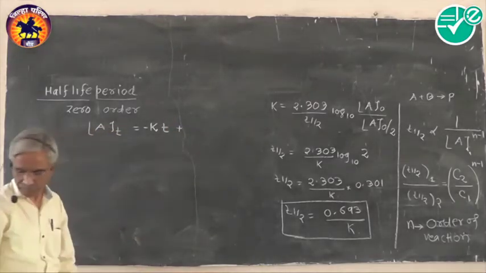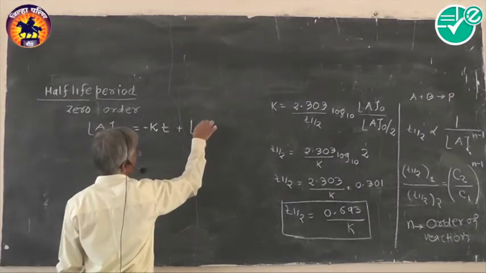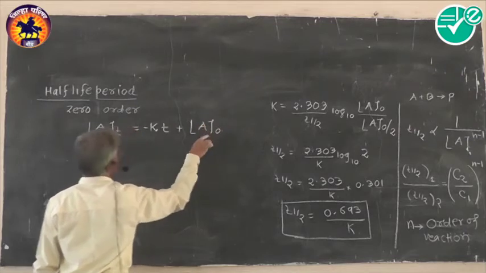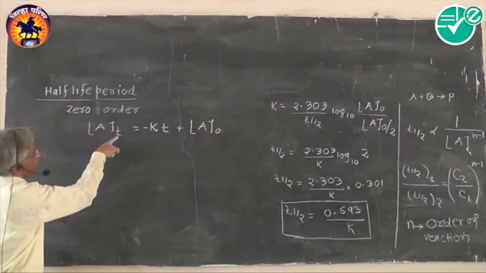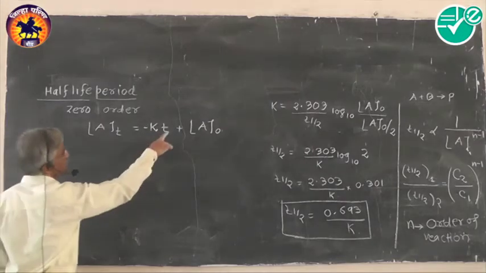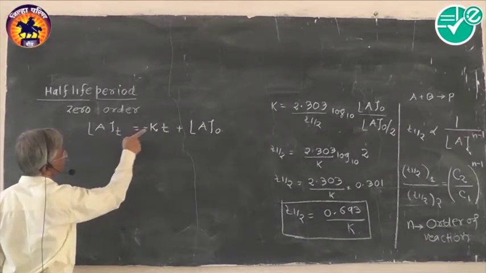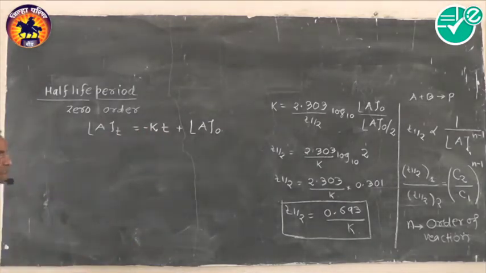plus A0, the initial concentration. A0 is the initial concentration, At is the concentration at time t, t is the time, this is one function, this is another function, this is the rate constant k.